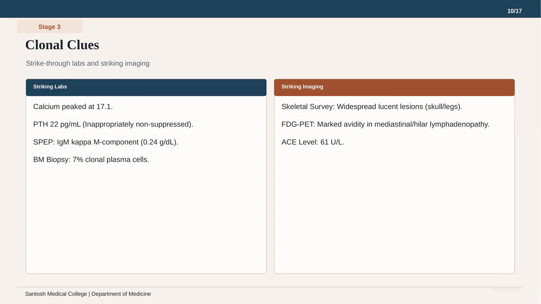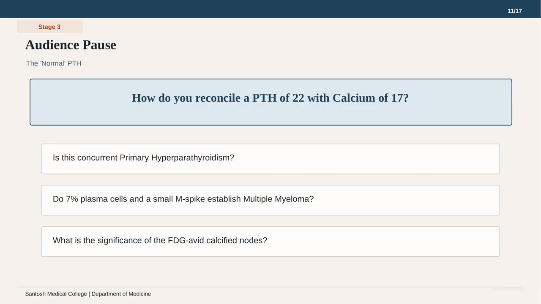Over on the right, the imaging is just as provocative. A skeletal survey shows widespread lucent lesions in the skull and legs. Furthermore, an FDG PET scan demonstrates marked avidity in the mediastinal and hilar lymphadenopathy, accompanied by an ACE level of 61 units per liter. These conflicting signals require careful interpretation. Reading the questions on this slide, we hit our most challenging audience pause yet.